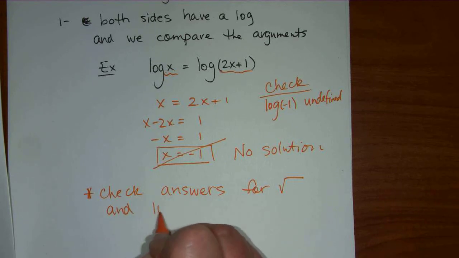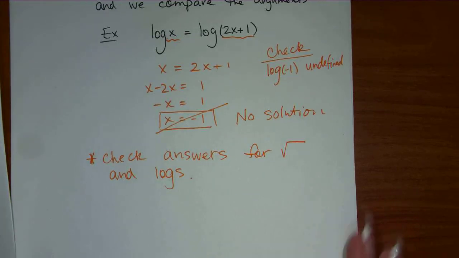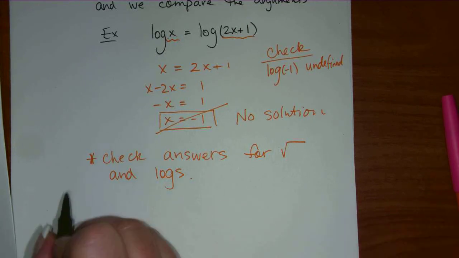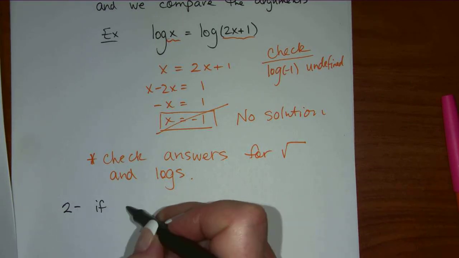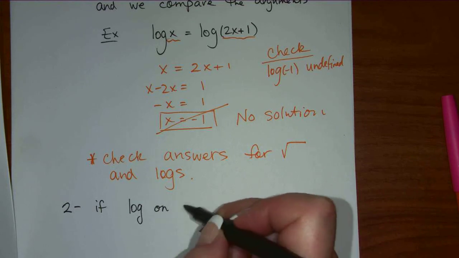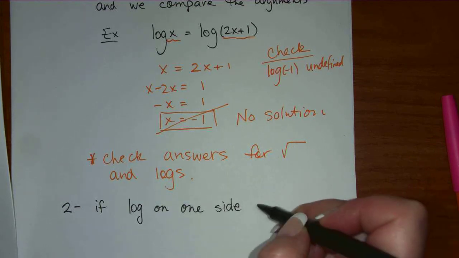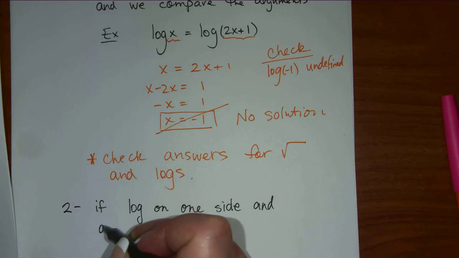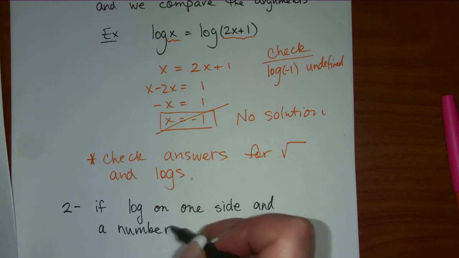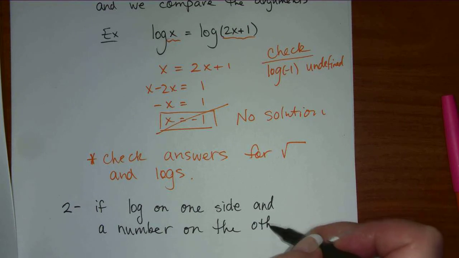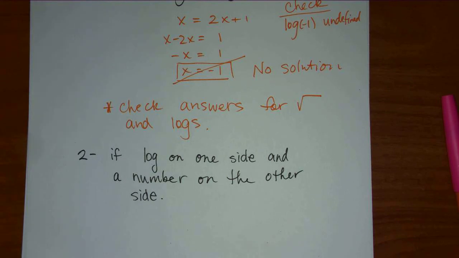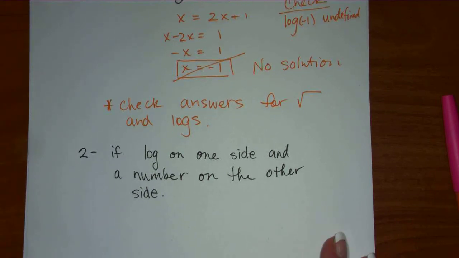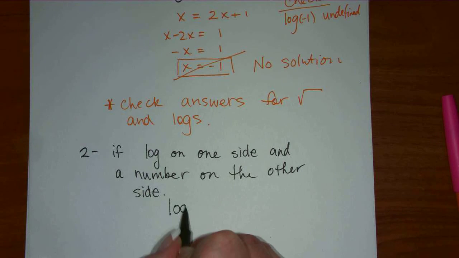All right, so the second type is if we have a log on one side and, say, a number on the other side of the equal sign. So, for example, if I said log of x plus 1 equals 2.